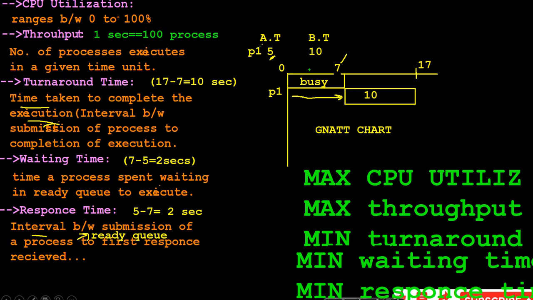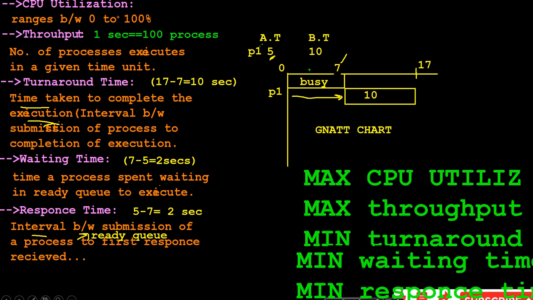Throughput is the number of processes executed in a given time. Turnaround time is the time from the starting of execution to the ending of execution. Waiting time is the time during which the process waits in the ready queue. Response time is the time at which it gets the first response. Generally we consider this in preemptive scheduling.